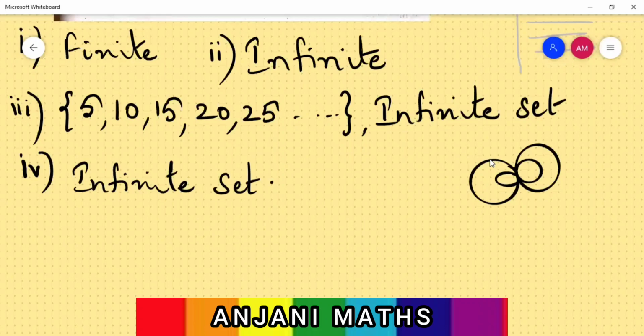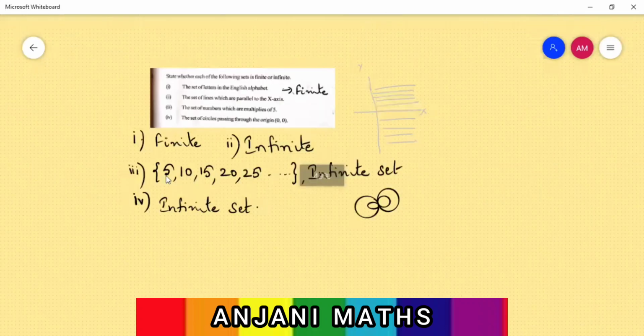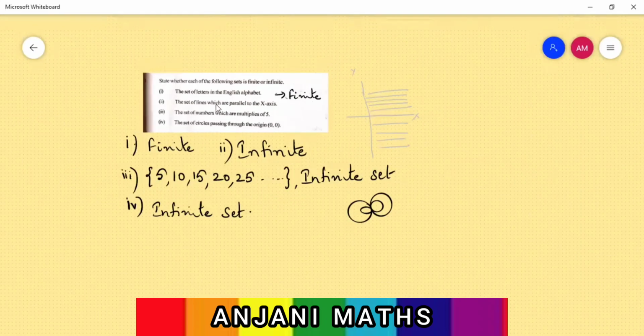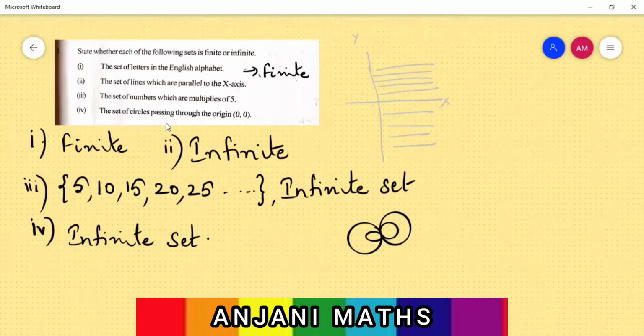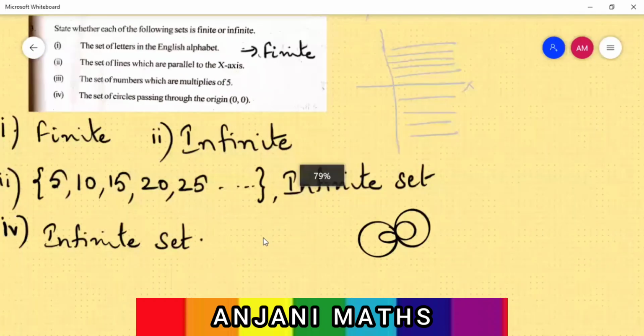Infinite set. Okay, clear. The set of letters in the English alphabet is a finite set. The set of lines which are parallel to the x-axis is an infinite set. The set of numbers which are multiples of 5 is an infinite set. The set of circles passing through the origin (0, 0) is an infinite set. Let us move to the next problem.